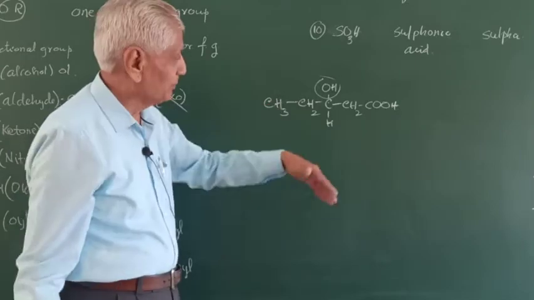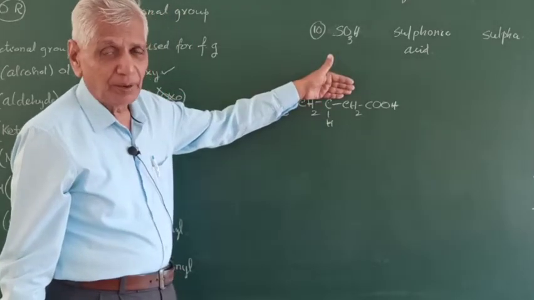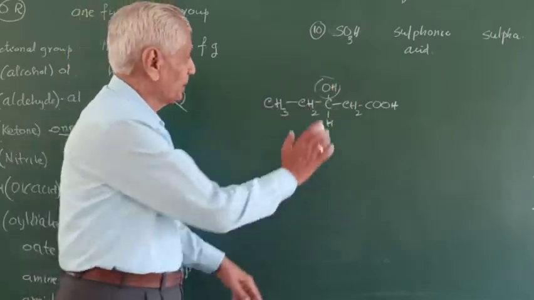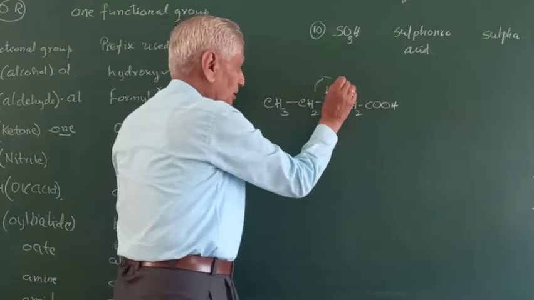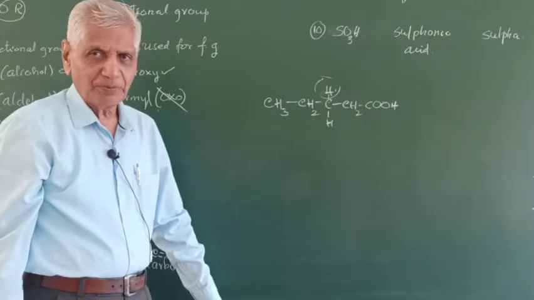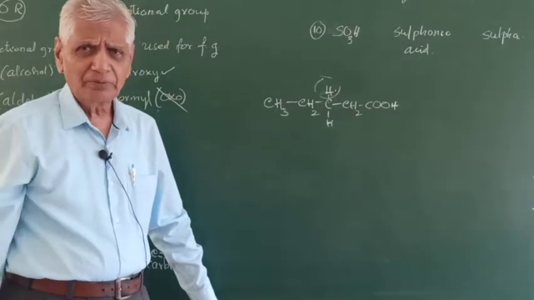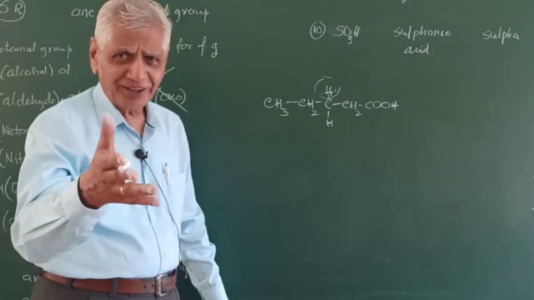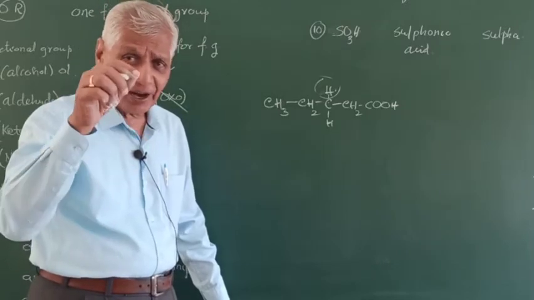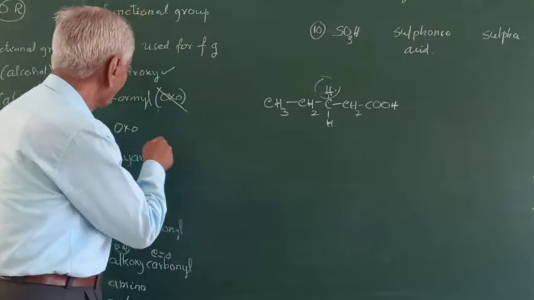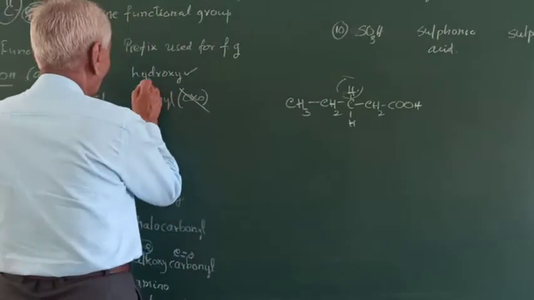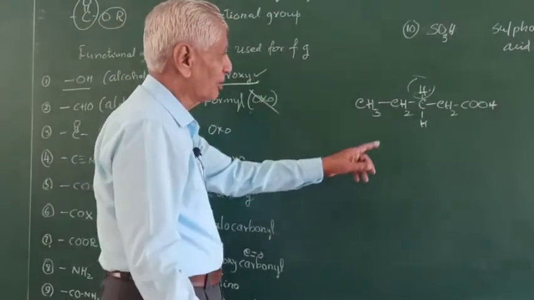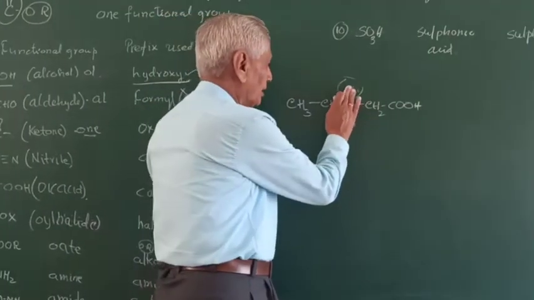Pentanoic acid. If the compound is like this, you call it pentanoic acid. But this is not a simple pentanoic acid. It contains a hydroxyl OH. The prefix for OH is hydroxy. So this is called hydroxy pentanoic.